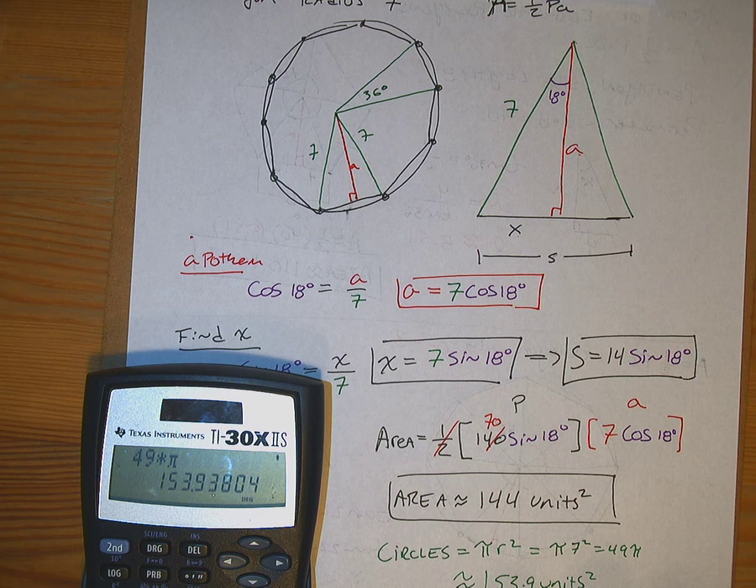So these are all the different ways you could encounter the givens for a regular polygon area.